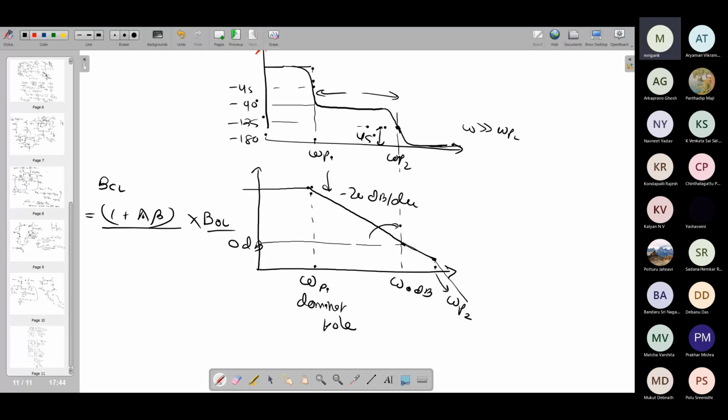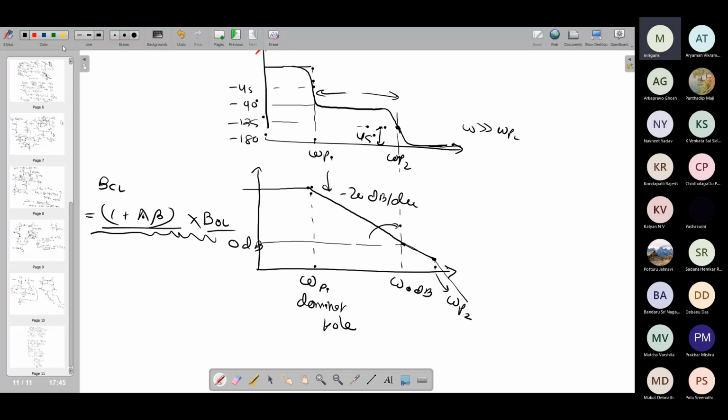So definitely in the open loop case, you are making a dominant pole, and that is definitely limiting the bandwidth. But the actual bandwidth requirement is from the closed loop response. In this case, beta is 1, right? If it is a voltage follower, beta is 1, and therefore if A is large, your overall bandwidth enhancement will be large. Is that clear?